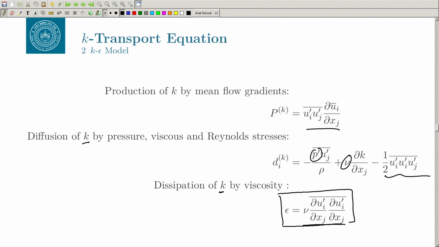If you look at the units, this is meter square per second, and this is meter per second by meter. So this is 1 by second, and this is also 1 by second. So this is meter square per second cube. This is the dissipation of kinetic energy by the viscosity.